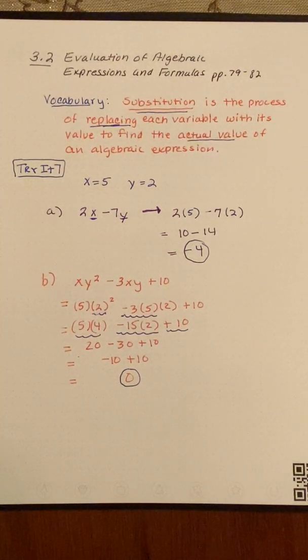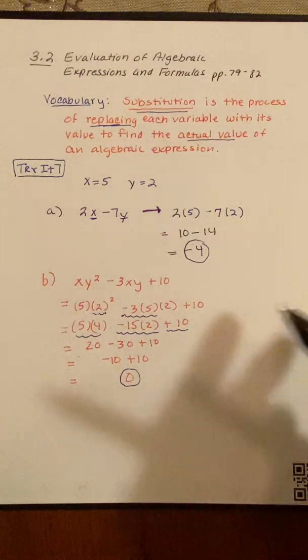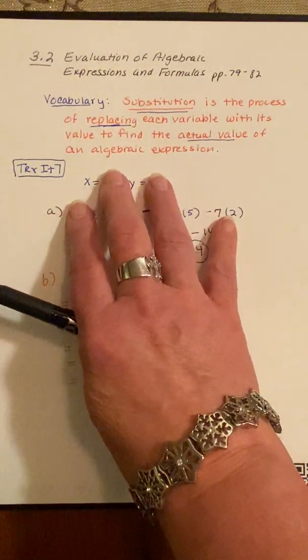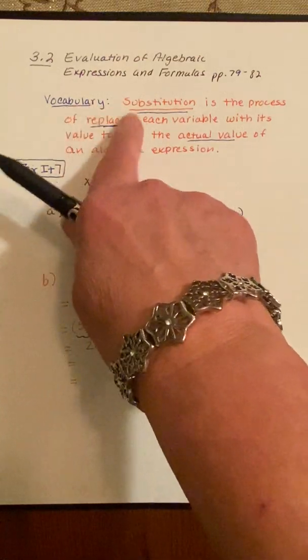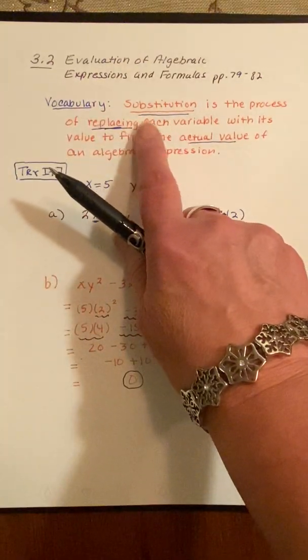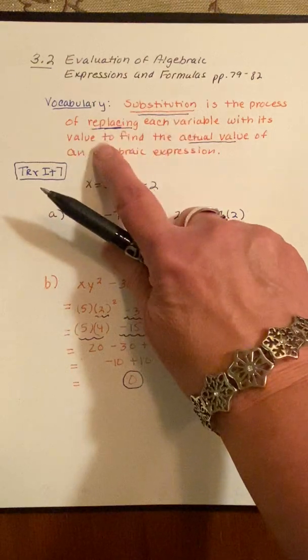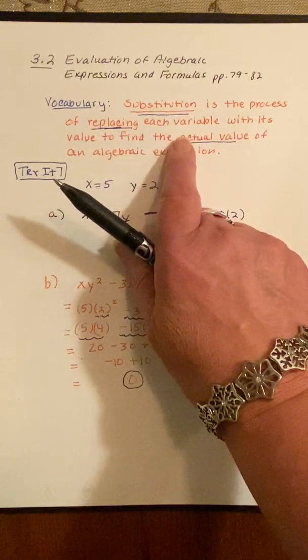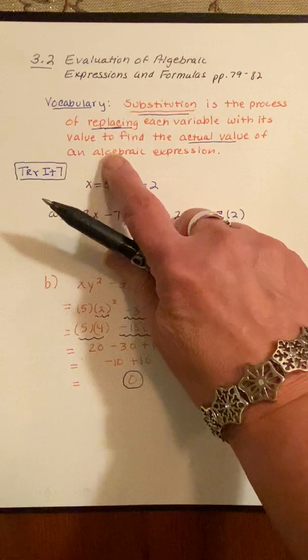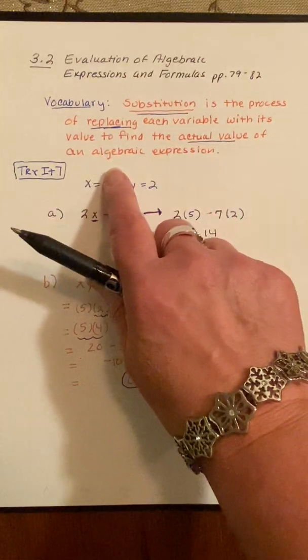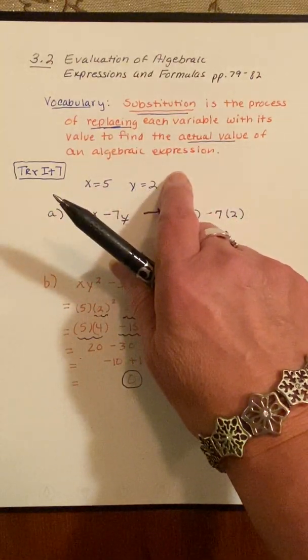Welcome pre-algebra students to lesson 3.2, the evaluation of algebraic expressions and formulas, beginning on page 79 and going through page 82. The first thing we need to get down into our notes is a vocabulary word, which is substitution. Substitution is the process of replacing each variable with its value to find the actual value of an algebraic expression.